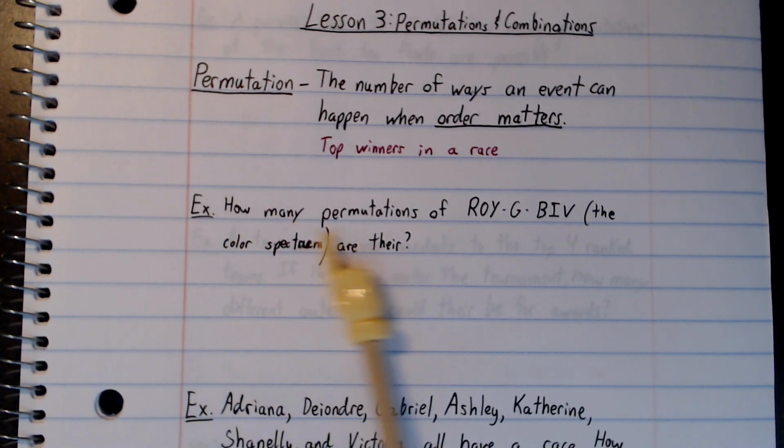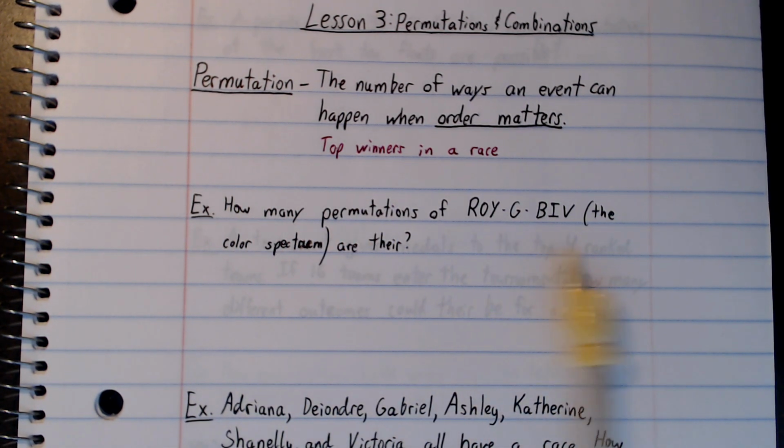So let's look at an interesting version of this. How many permutations of ROY G BIV, which is the color spectrum, in other words, the rainbow, how many different color permutations are there of it? Right now, the order that we're used to would be red, orange, yellow, green, blue, indigo, violet. But we could very easily have red, orange, yellow, blue, green, indigo, violet. Or we could have red, orange, yellow, blue, green, violet, indigo. There's all sorts of variations. We could start with blue. But if none of them repeat, how many different versions are there?